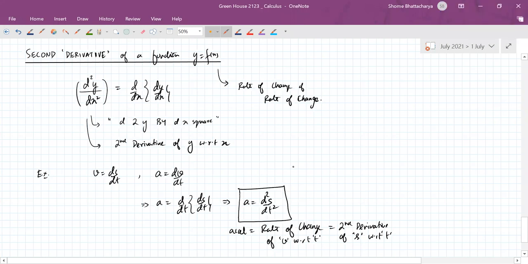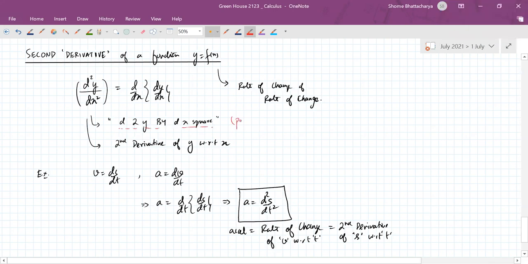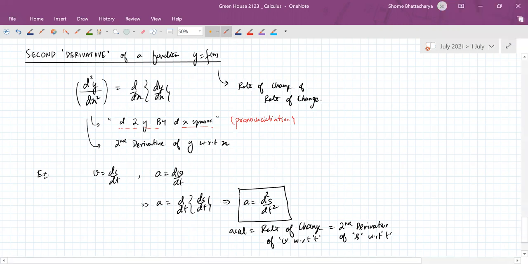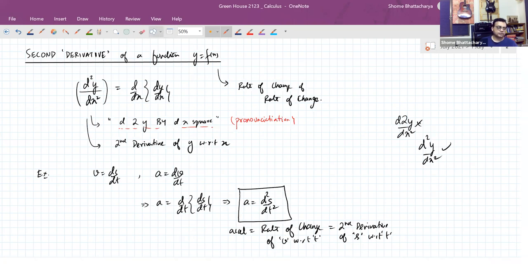So what did you write, d square y upon dx square? This is the pronunciation, how we pronounce it, d2y by dx square. But what it actually means is the second derivative of y with respect to x. It's actually d square y. The symbol looks like d square y, but for whatever reason, we read it as d2y by dx square. Commonly, we pronounce it that way. So it's not d2y, it's d square y by dx square, but it is pronounced like this. There might be some particular reason for that, I'm not aware.